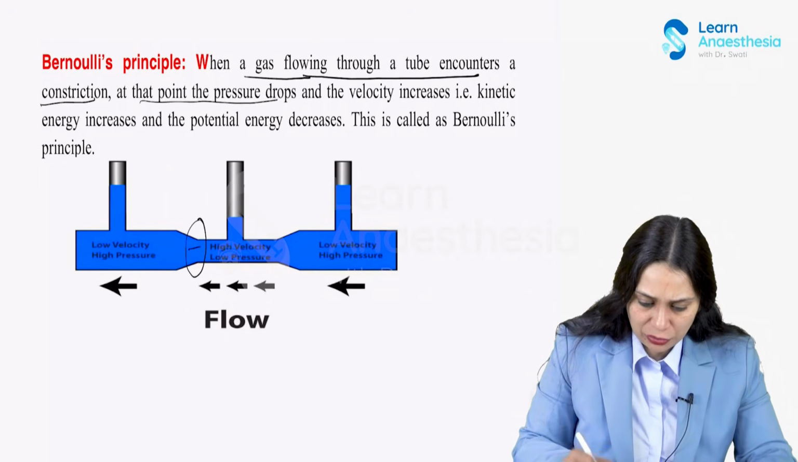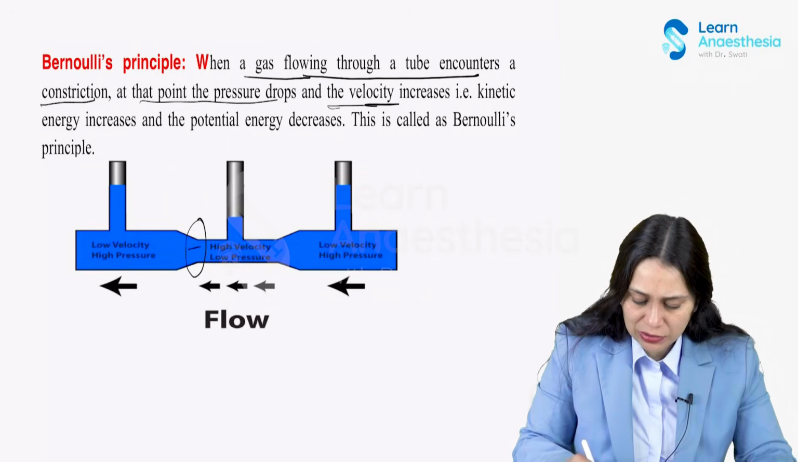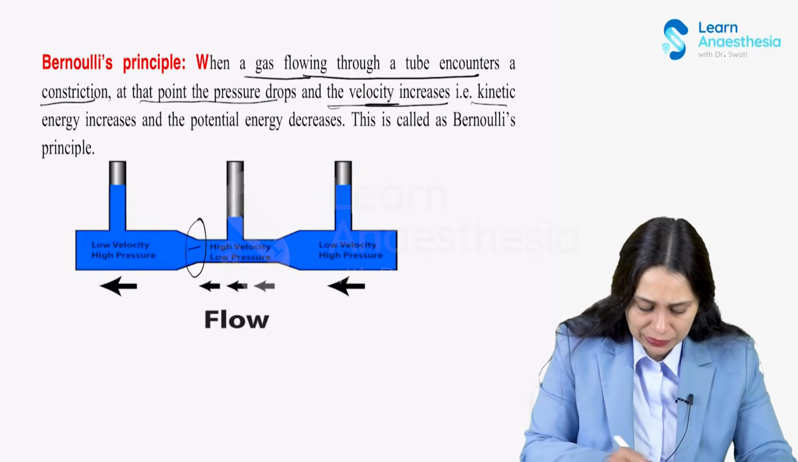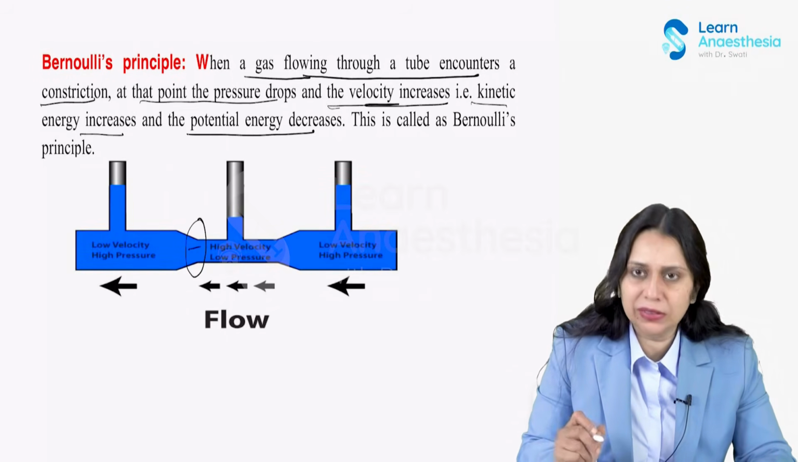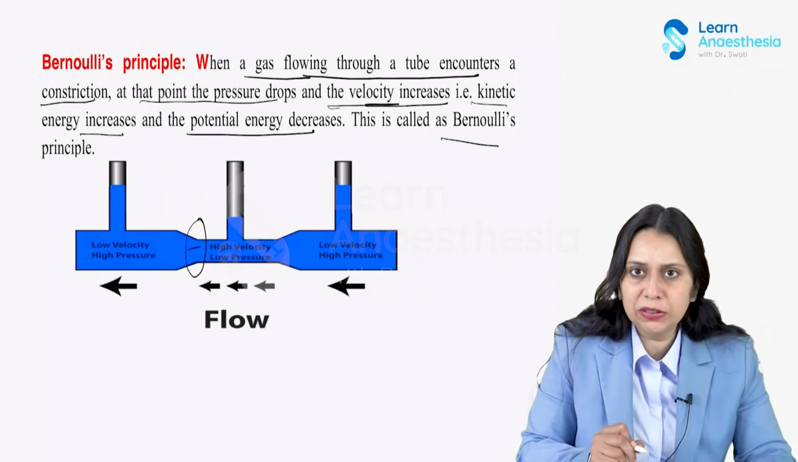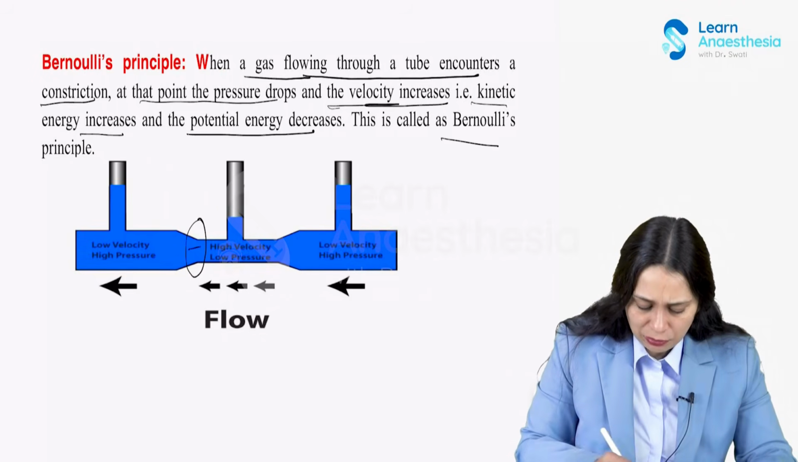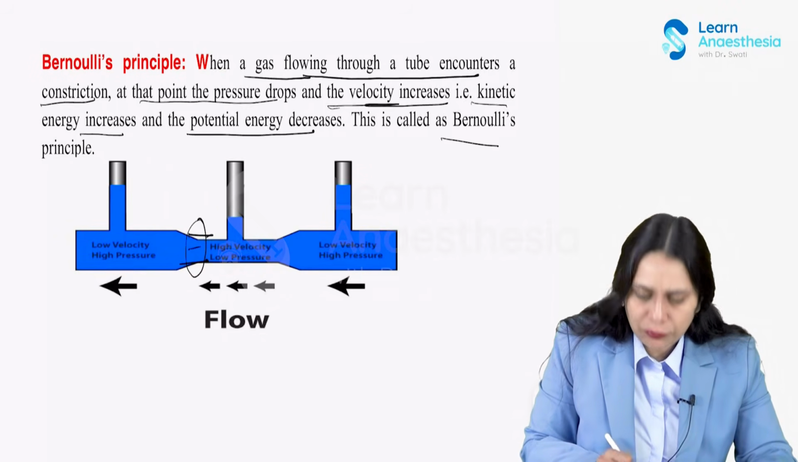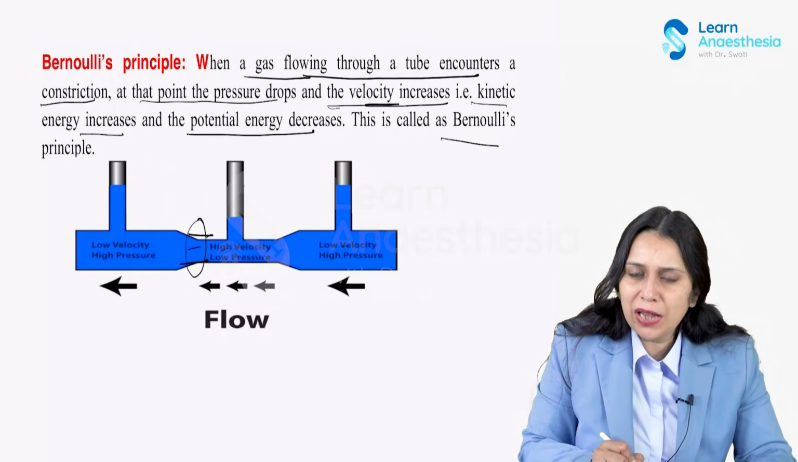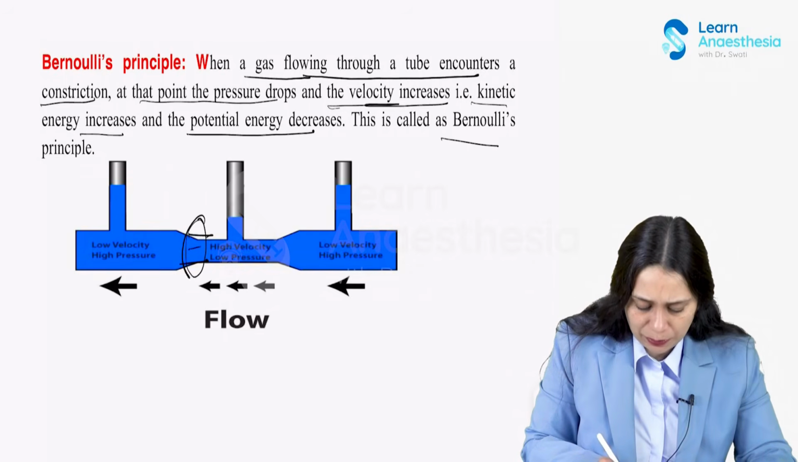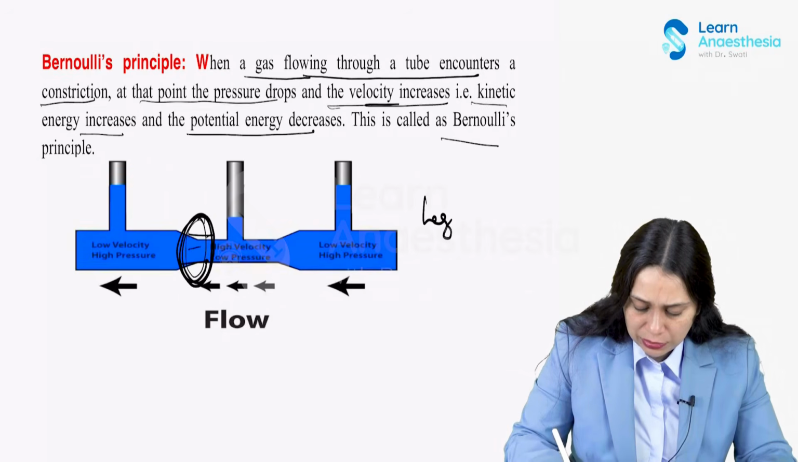So pressure will drop, right? And because the velocity increases, that is the kinetic energy increases, the potential energy decreases. This is called Bernoulli's principle. This is based on the law of conservation of energy, right? So at constriction, the flow becomes higher, the pressure drops. So here the pressure will drop, right? And this is applied both to liquid and gas.